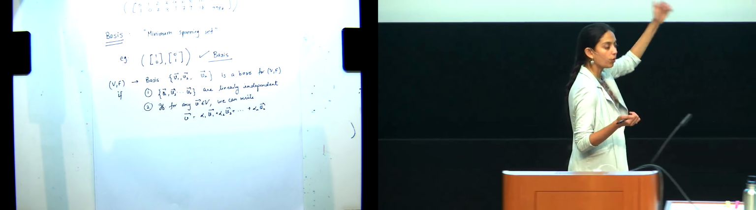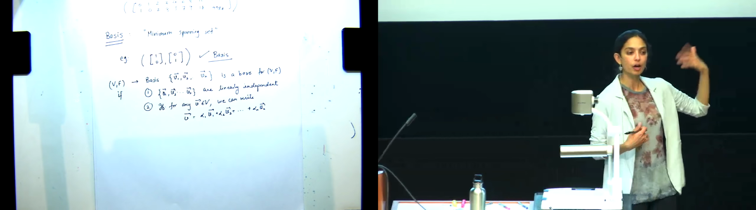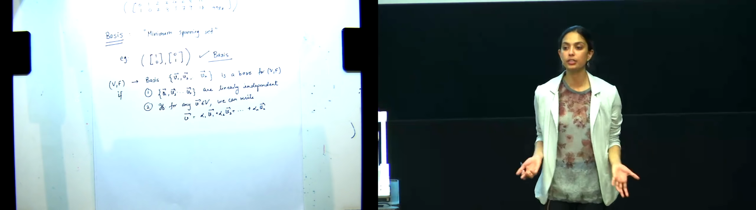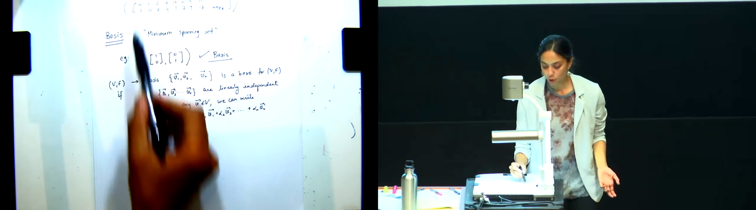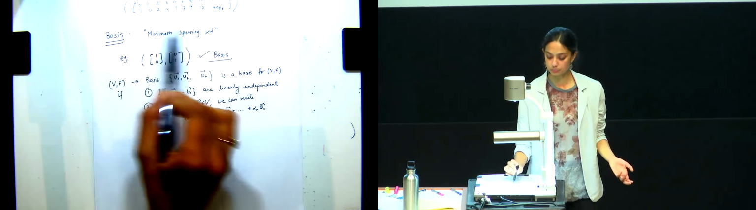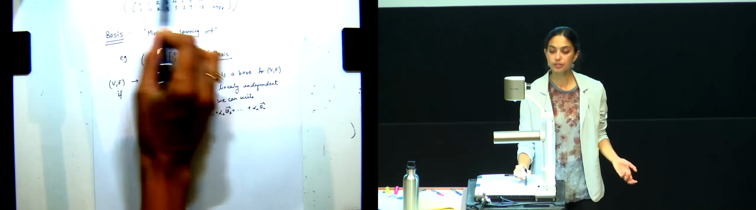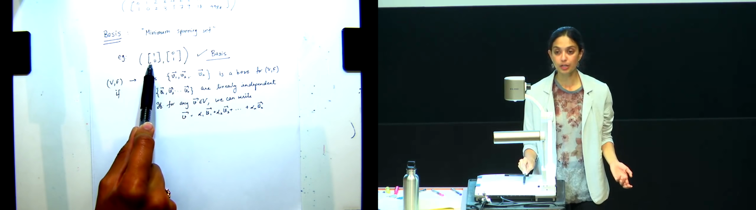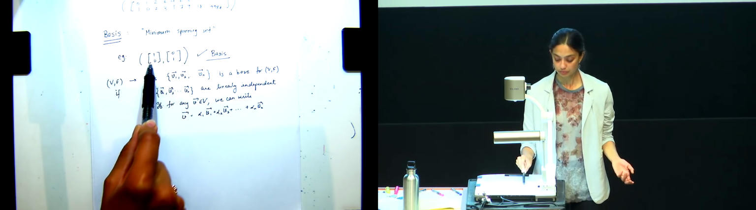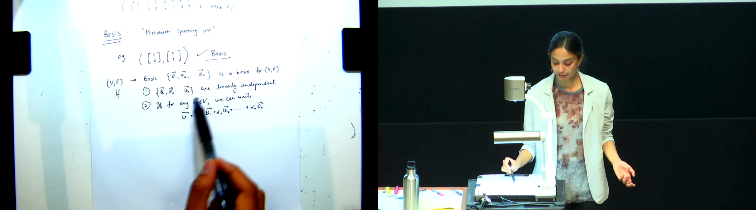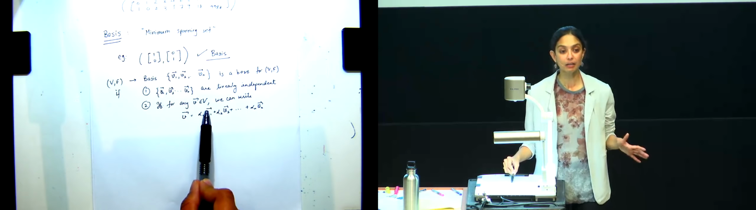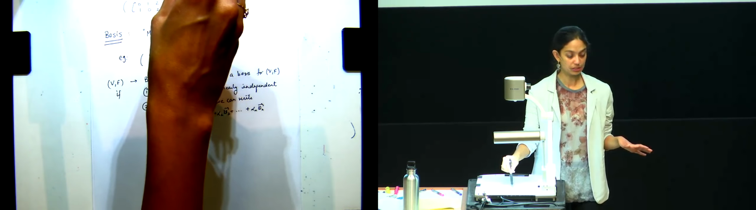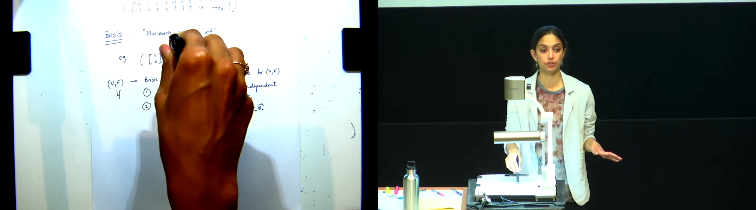So what this is saying is, keep throwing out vectors one by one until you have a linearly independent set. Another reason to say that this is not a basis is because it's not linearly independent. This is a basis because it is linearly independent. However, any vector v in R2 can be written as a linear combination of these guys. It can also be written as a linear combination of these guys, and of these guys.